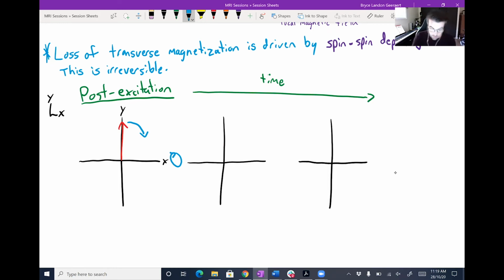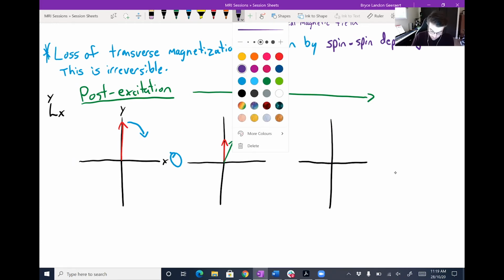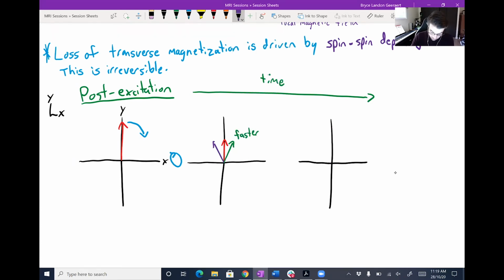So now, if we kind of come back a little bit later and allow this NMV to precess, what we have is not just one vector anymore, but I'm going to draw three smaller ones. One in green that is precessing a little bit faster than the NMV, or than the Larmor frequency, than we might expect, right? And one in purple that is precessing a little bit slower than we might expect by the Larmor frequency, right? So immediately in this second diagram, we can see that there's been a loss of coherence, right? Not everybody is at the same phase of their precession anymore.